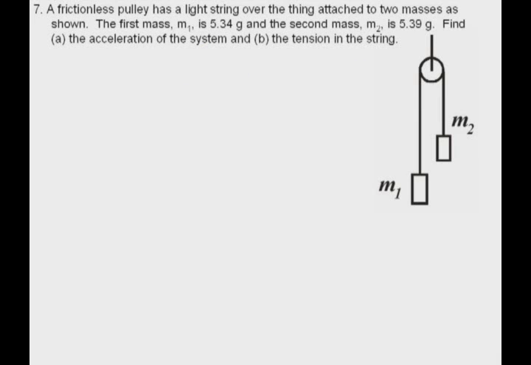Number 7, we have two masses hanging over a pulley. We let go and they're going to accelerate. We need to find the acceleration of the system. Drawing in my forces, I have tension pulling up on both of them and their weight pulling down.